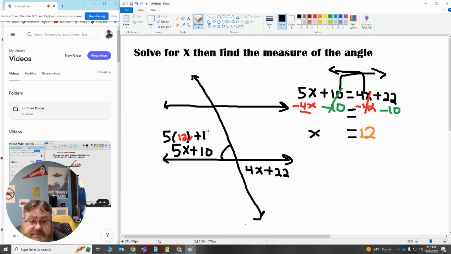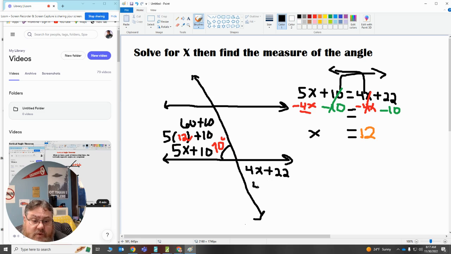5 times 12 is 60. And 60 added to 10, 60 plus 10 is 70. So therefore, this angle, I'll mark it in red, is 70 degrees. So if this angle is 70 degrees, the other angle is 70 degrees, but let's test it anyway.